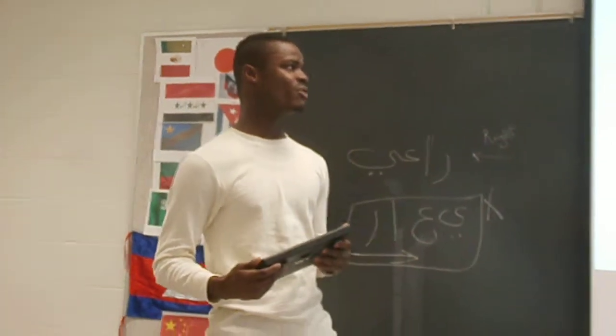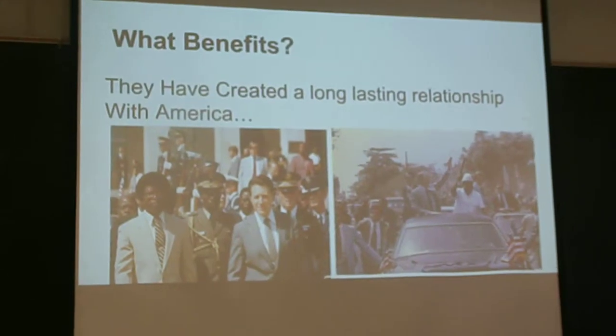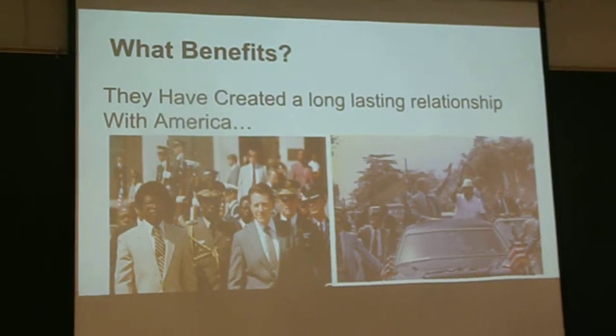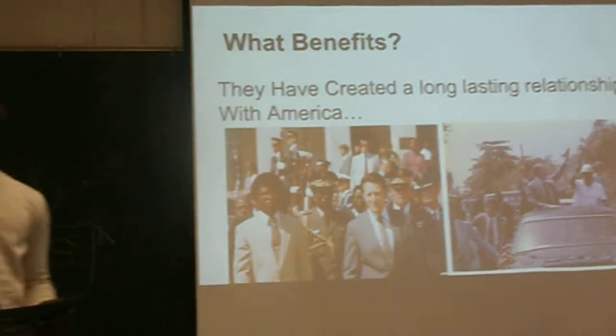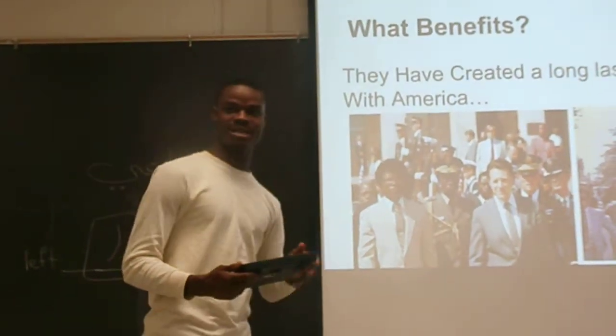What benefits do we have? We've created a long-lasting relationship with America. As you can see in this picture, this is former President Jimmy Carter alongside former Liberian President William Richard Tolbert in Liberia at the time. This is former President Samuel Doe alongside former American Secretary of Defense, Caspar Weinberger.